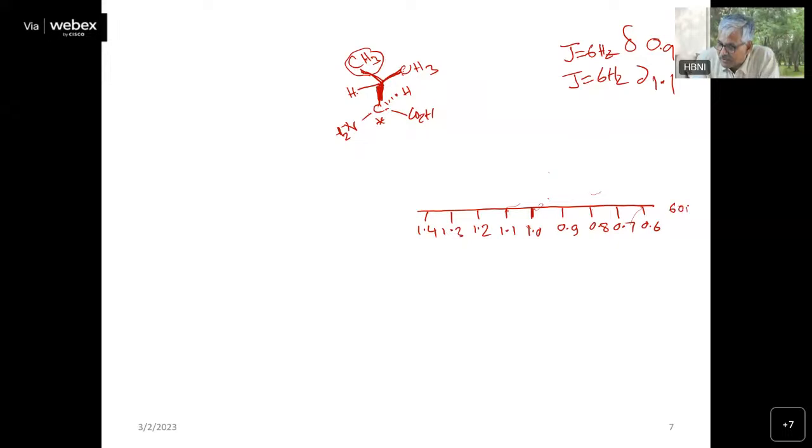So let us say this is a 60 megahertz spectrum. 60 megahertz means 60 hertz is equal to 1 delta, so 0.1 delta is 6 hertz. So if you consider this, the middle point will be such that this distance is 3 hertz. So you will get a doublet, and similarly for this one.